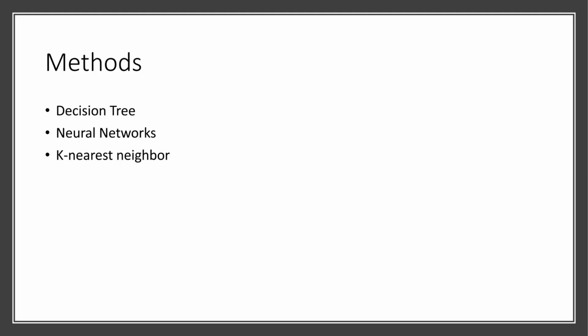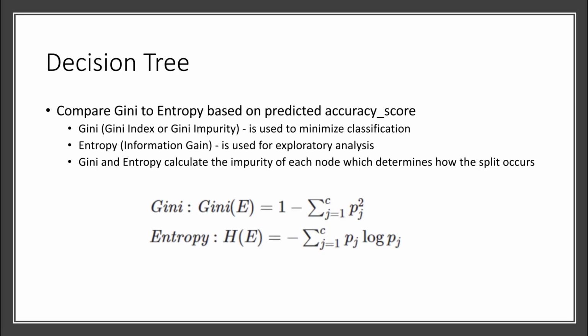Now that we covered the datasets that we're going to be using, the methods that we decided to train these datasets are decision tree, neural networks, and k-nearest neighbor. The first method we decided to work with is decision tree. The reason we decided to work with decision tree is because of its ability to perform with little data preparation, and it is easy to interpret.